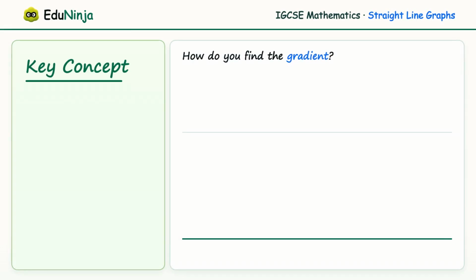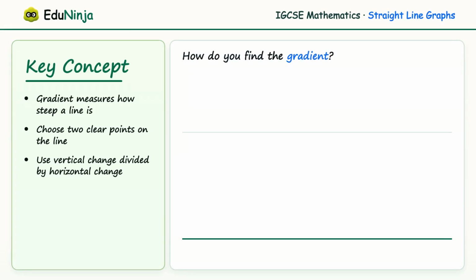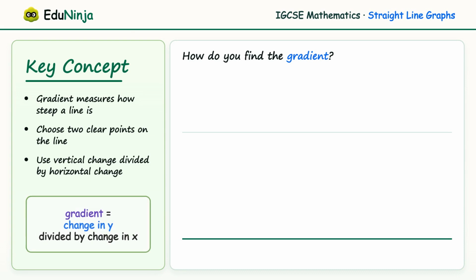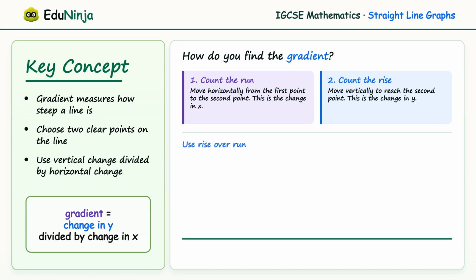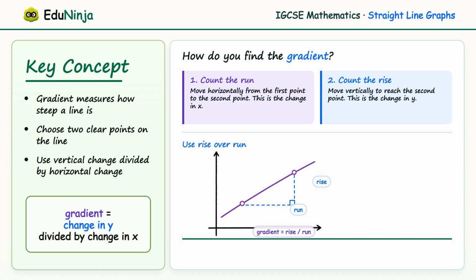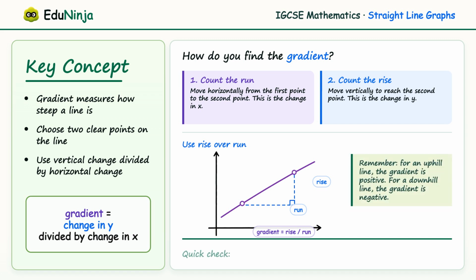Next, find the gradient from the graph. Choose two clear points on the line. Move horizontally first, that is the run, or the change in x. Then move vertically, that is the rise, or the change in y. Gradient is rise divided by run. So if the rise is 6 and the run is 3, the gradient is 2. Remember, an uphill line has a positive gradient and a downhill line has a negative gradient.